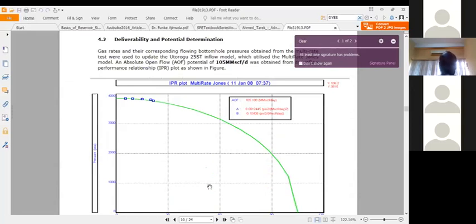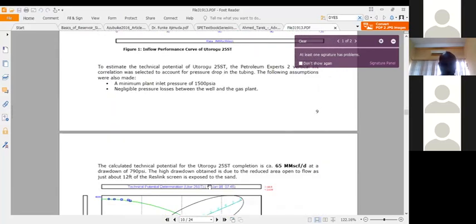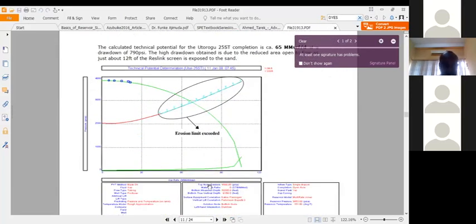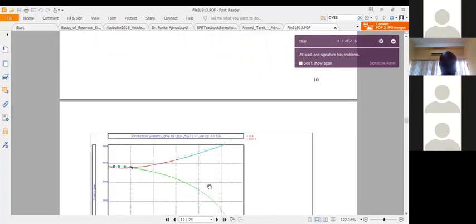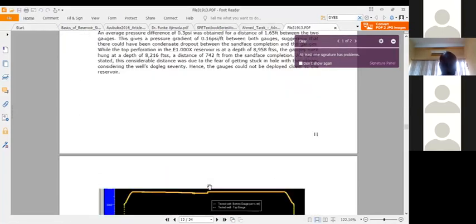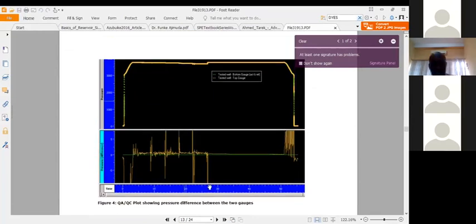This is an IPR plot, inflow performance relationships, because this is actually a gas well. And this is IPR VLP. This is interesting. I'm bringing this up. Now, if you look at figure 4, guys, I hope you are following me, because we are talking about relevance to the industry.